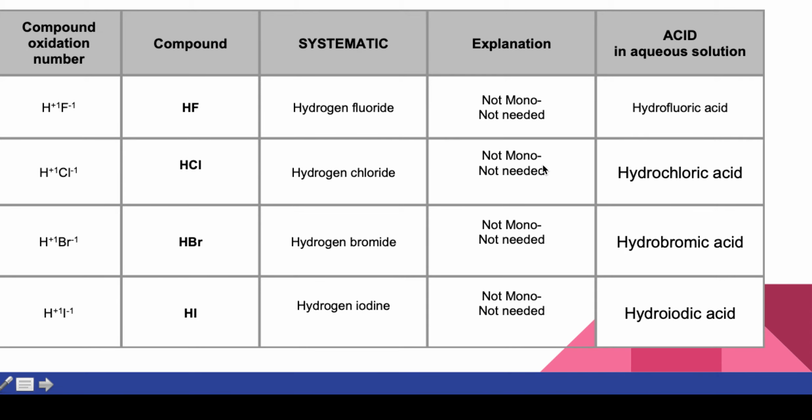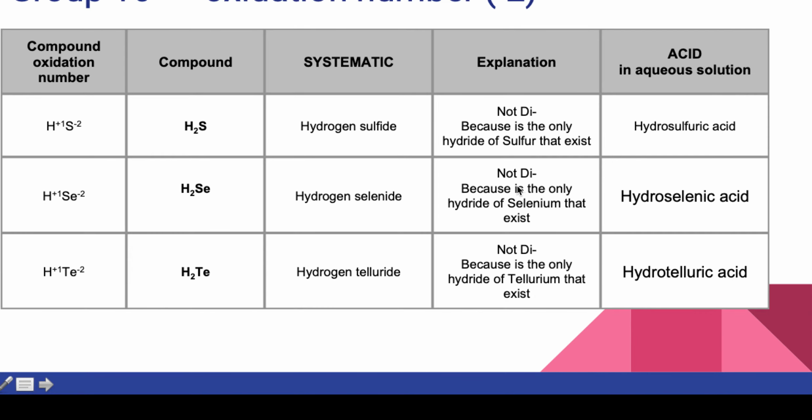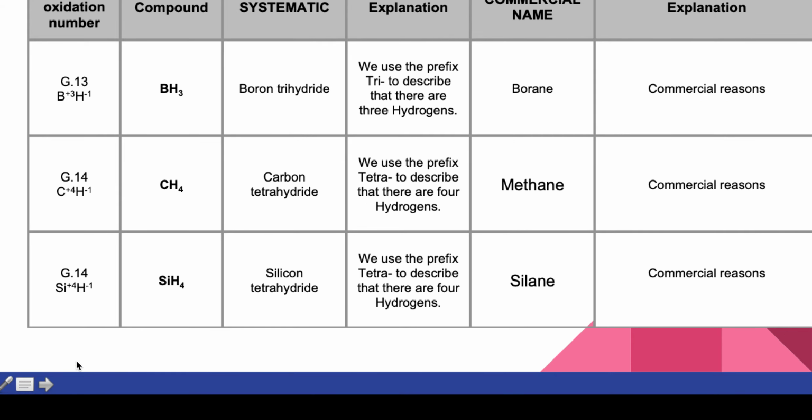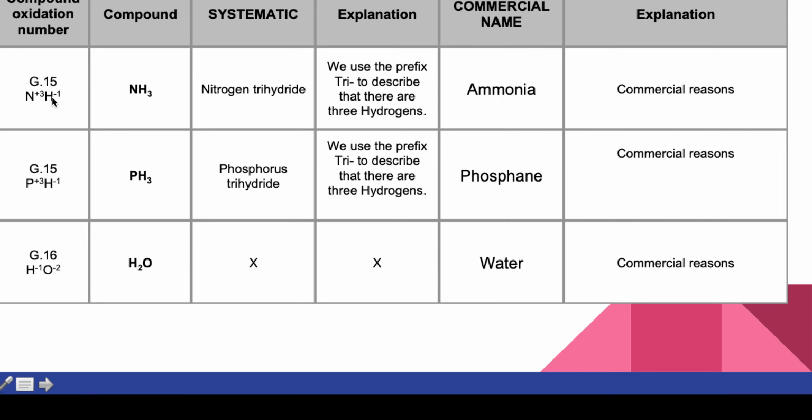And this group 16 and 17. But the rest of them have commercial names. They have commercial names: ammonia, phosphane, water, borane, methane, silane. Okay, from group 13 and 14, yes? And 15 too, yes? Ammonia, phosphane, and water, yes?